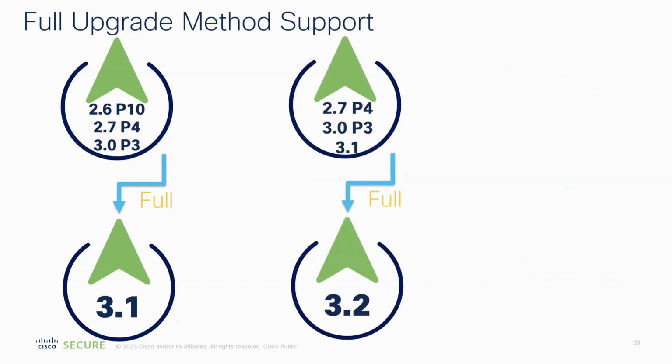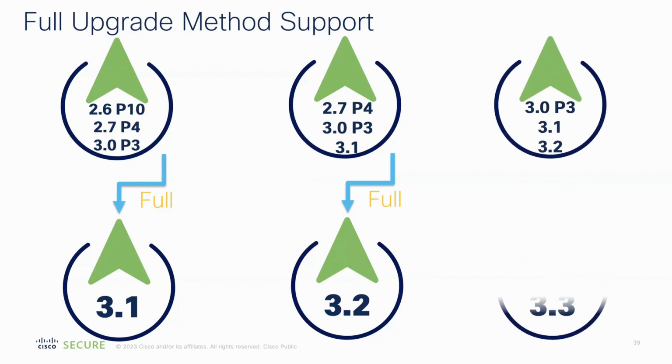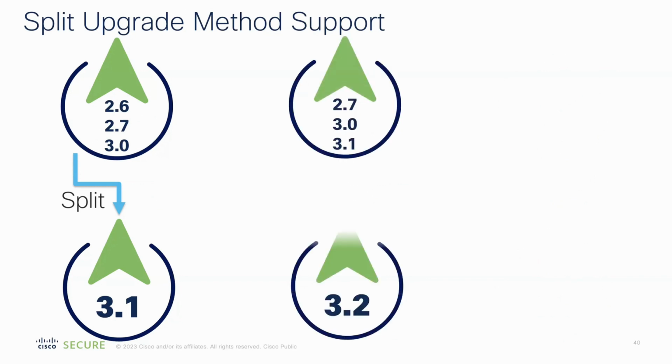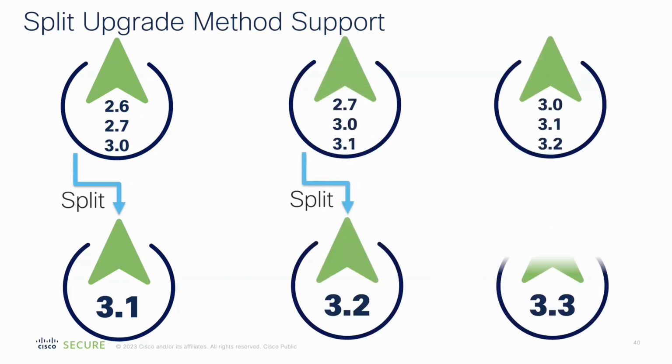Similarly, 3.2P4, 3.0P3, 3.1, you can come down. And when it comes to the old split upgrade method, irrespective of what exact patches you are having in your environment, you can go for a split upgrade method. So remember the last one, the 3.2, you can come down to 3.3.